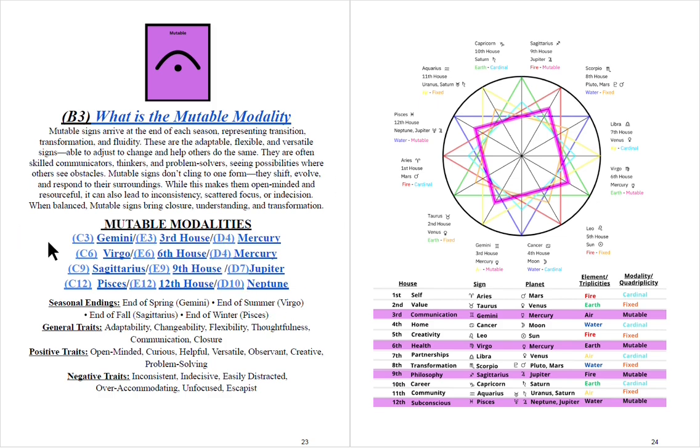When you look at these linear across, Gemini is connected to the 3rd house and Mercury. Virgo is connected to the 6th house and Mercury. Sagittarius is connected to the 9th house and Jupiter. And Pisces is connected to the 12th house and Neptune.